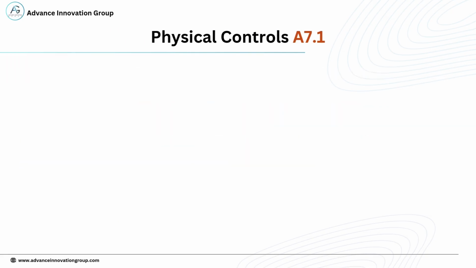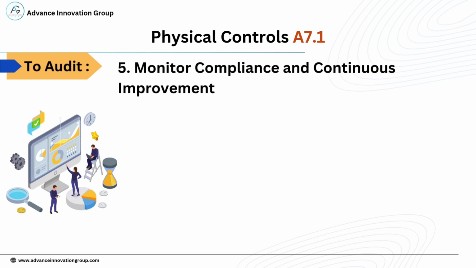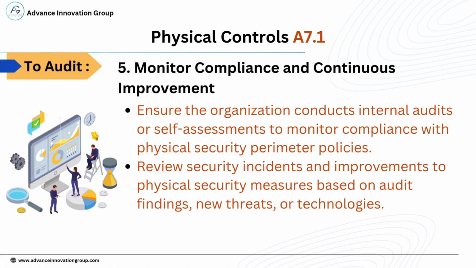Physical controls of 7.1. To audit. Fifth, monitor compliance and continuous improvement. Ensure the organization conducts internal audits or self-assessments to monitor compliance with physical security perimeter policies. Review security incidents and improvements to physical security measures based on audit findings, new threats, or technologies.